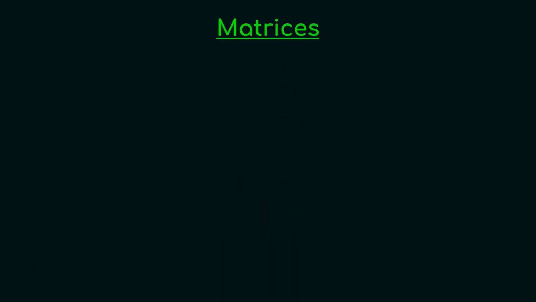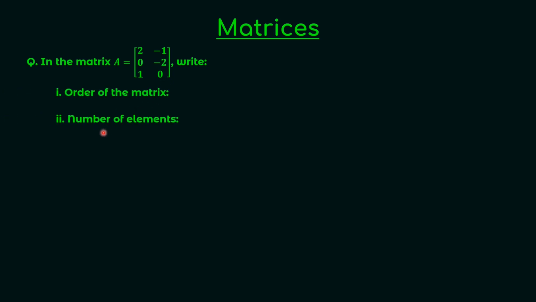Now let's try solving some examples. In the matrix A is equal to 2, -1, 0, -2, 1, 0, write the order of the matrix, the number of elements, and write the elements A12, A31, A22 and A32.